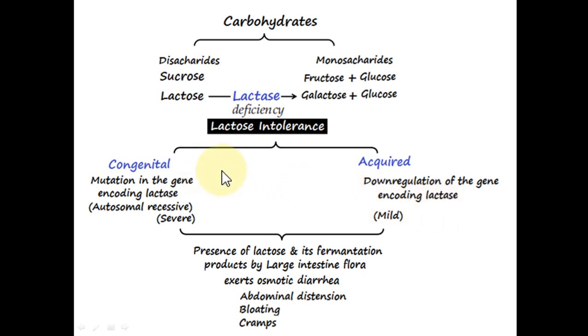The other type of the lactose intolerance, which is the severe form, is the congenital form in which the gene coding lactase is mutated. This type of genetic disorder is inherited through an autosomal recessive pattern, and it is the severe form of the lactose intolerance.